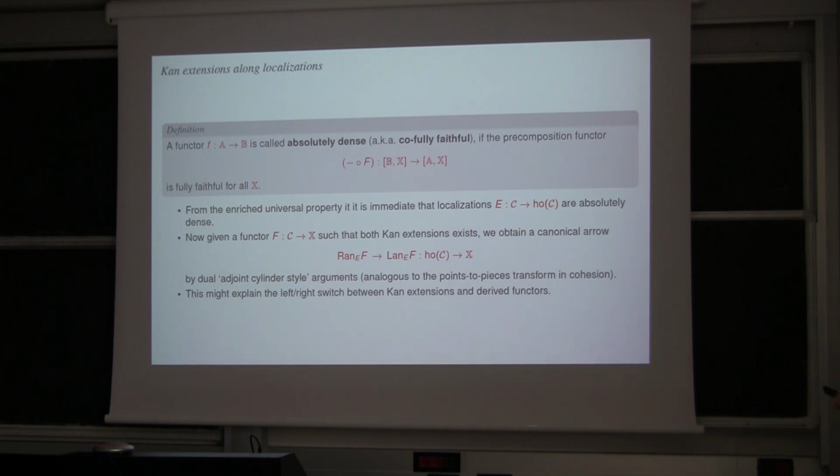And that is always so if one has a triple of adjoints where either the middle functor or the outer functors are fully faithful, then one gets this comparison. And so here one gets a transformation from the right Kan extension to the left Kan extension. I think this is related to the reason why homotopy theorists call the right Kan extension the left right functor, because here it appears on the left.